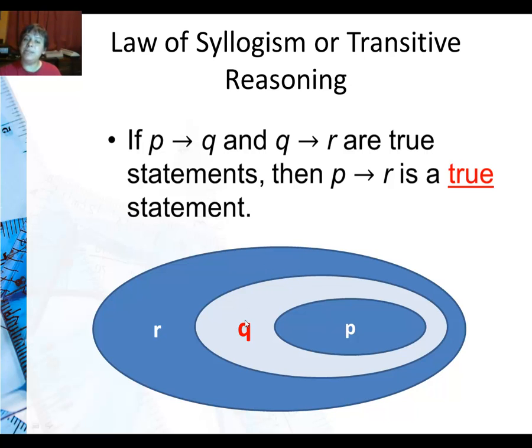But then it says, wait a second. Q could be in something else called R. It could be the hypothesis of another conclusion. So if I'm standing in Q, then I have to be in R. So if that's the case, if I'm standing in P, do I have to be in R? Yes, I do, because P's in Q and Q is in R.